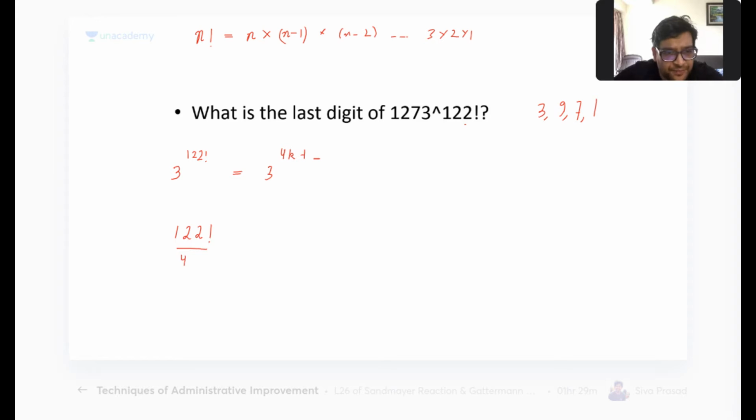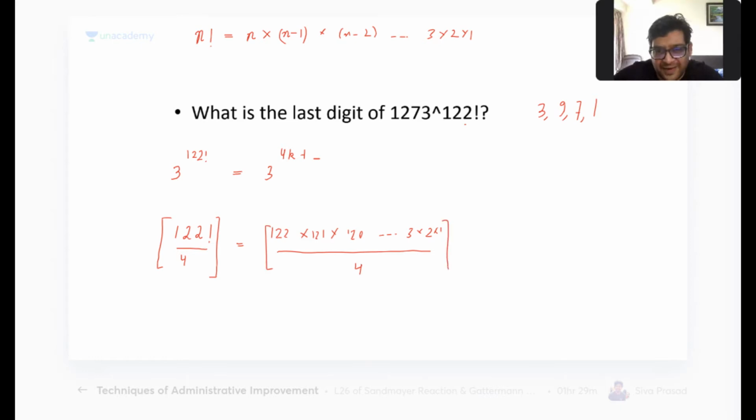When you divide by 4, what is the remainder you are going to get? 122 factorial, when you divide by 4, what is the remainder that you are going to get? So it is 122 into 121 into 120. You write it down till the end, such as 3 into 2 into 1. And when you divide this entire thing by 4, what is the remainder that you are going to get?